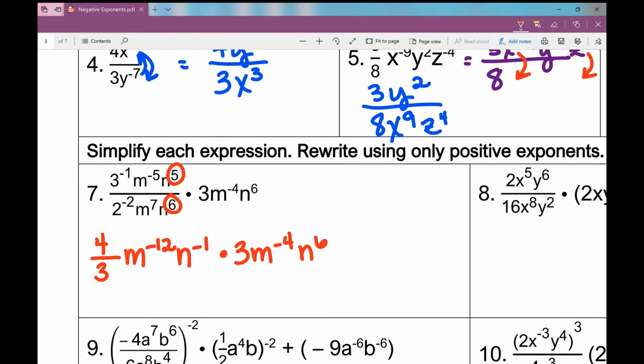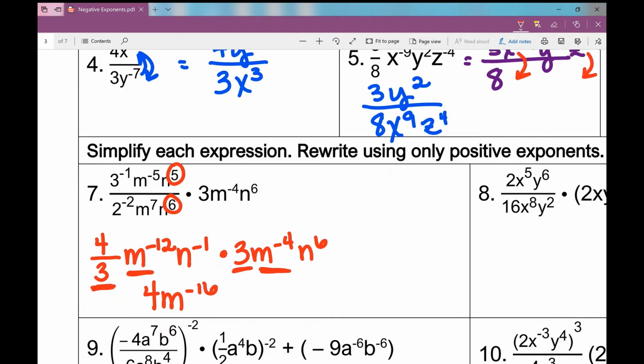So numbers, then variables. The first thing I'm going to do is 4/3 times 3. And what do I get when I multiply 4/3 times 3? I get 4. So 4. And if you struggle with that, plug it into your calculator if you're allowed. And then what do we do with the variables and their exponents? One variable at a time, m to the power of negative 12, m to the power of negative 4. I can add my exponents. So I get negative 16, right?